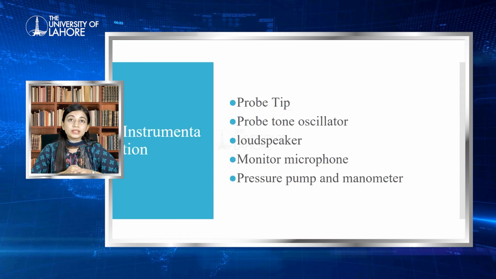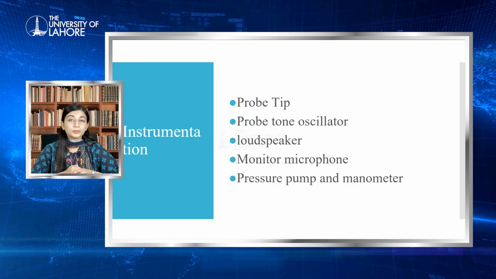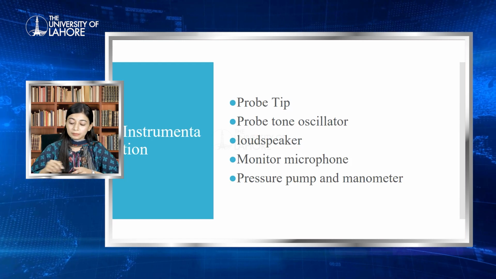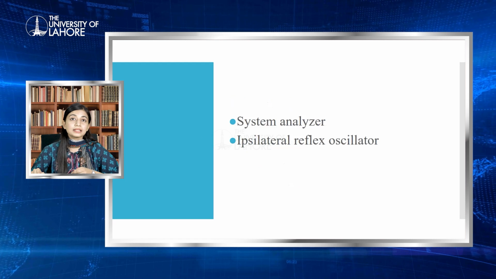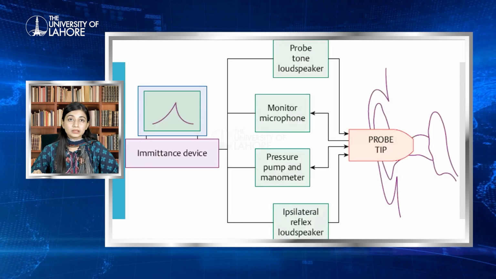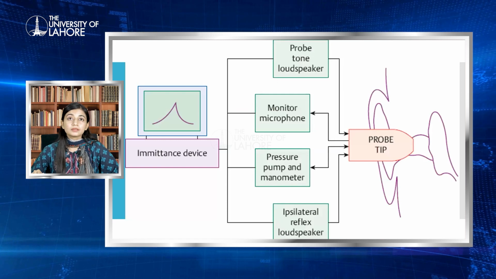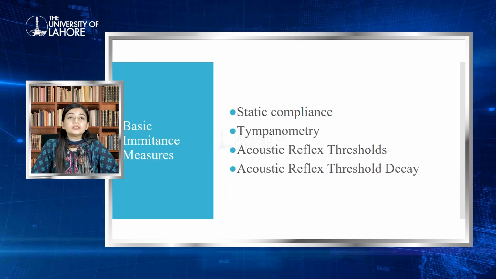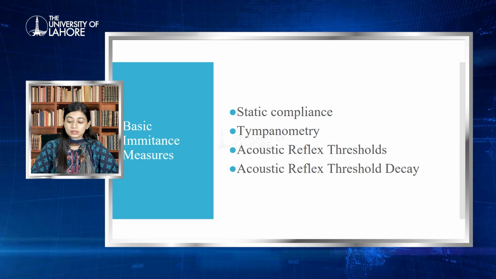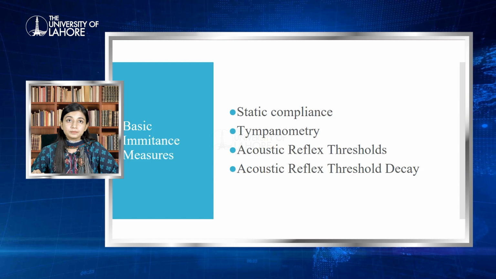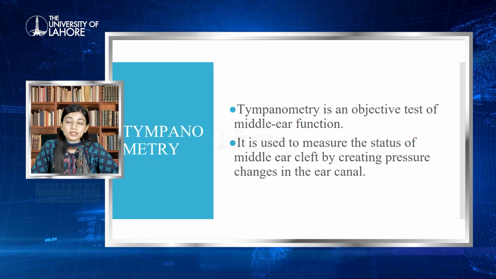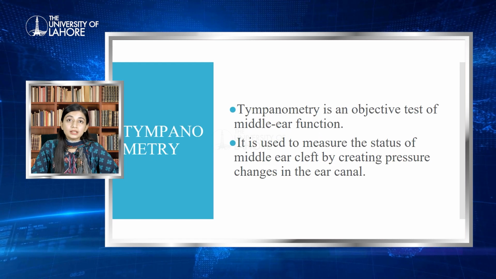These are the instrumentations: probe tip, probe tone oscillator, loudspeaker, monitor microphone, pressure pump and manometer, system analyzer, and reflex oscillator. This is the diagram. Basic immittance measures static compliance, acoustic reflex threshold, and acoustic reflex threshold decay. Now, tympanometry is an objective test which can be used to check the middle ear function.